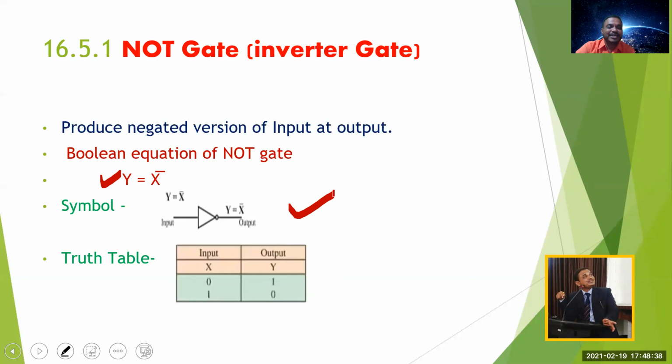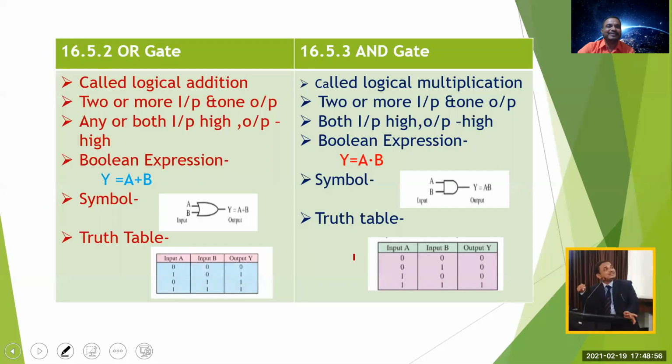In the truth table, if input x is 0, then output y is equal to 1. That is the inverse of the input. If the input is 1, output is 0. So if input is high, output is low. If input is low, output is high. So this is about the NOT gate.